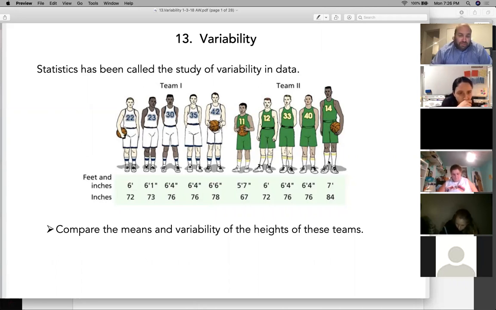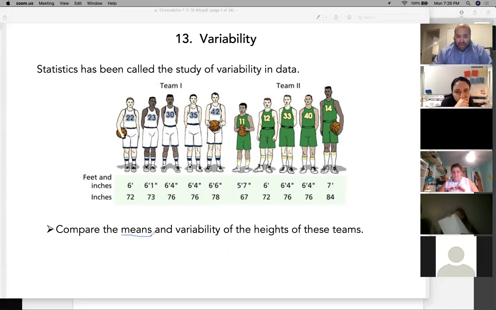Whether you look at it in feet or whether you look at it in inches, either way, they're going to be different heights. And we want to compare the mean, which is the average height, as well as the variability, which is a measure of how spread out the data is. The average and how spread out the data is. Okay, now, when it comes to how spread out the data is, there are multiple ways that we can measure that. There are multiple ways that you can measure what it means for data to be spread out. And we're going to learn a bunch of them.